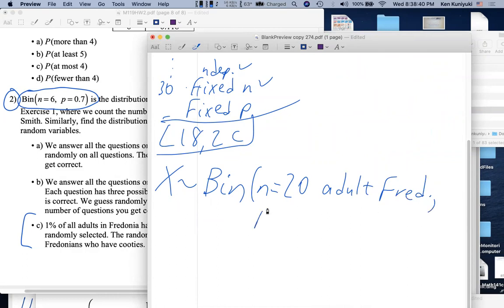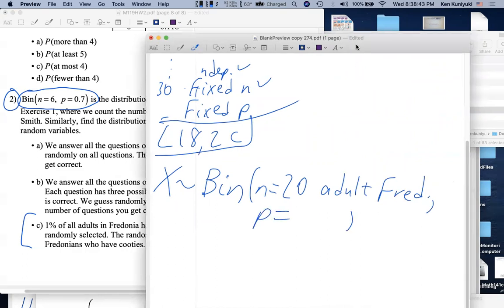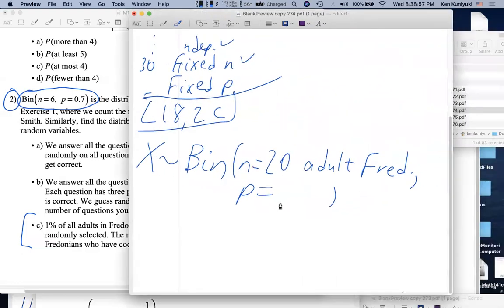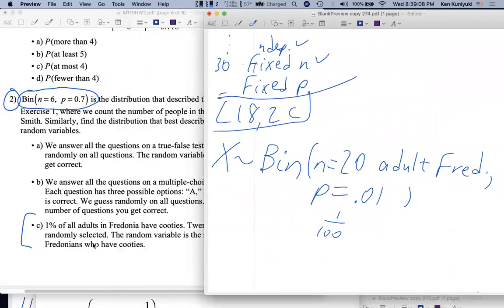Now P. What is the success probability per trial? What's the probability that for any given adult Fredonian in our sample, that person has cooties? 0.01. Correct. Remember, we prefer to write the percent as either a decimal or a fraction. So P should be written as either 0.01 or the fraction 1/100th. Either way. And again, that's a pure number. You never have a unit on probability.